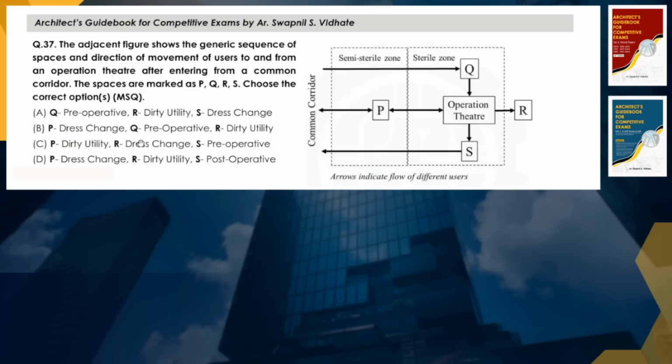Question 37. The adjacent figure shows the generic sequence of spaces and direction of movement of users to and from an operation theater after entering from a common corridor. This is the common corridor, and this is the movement they are showing.